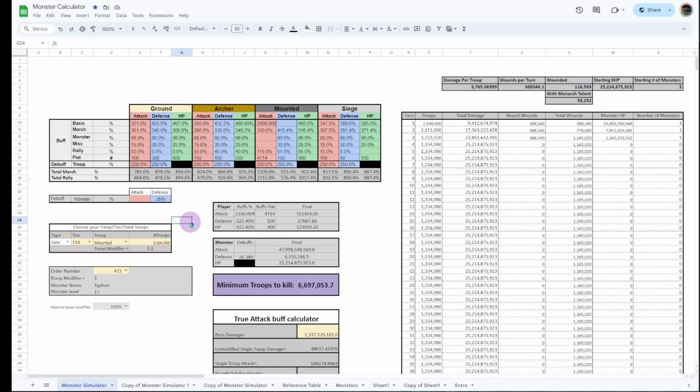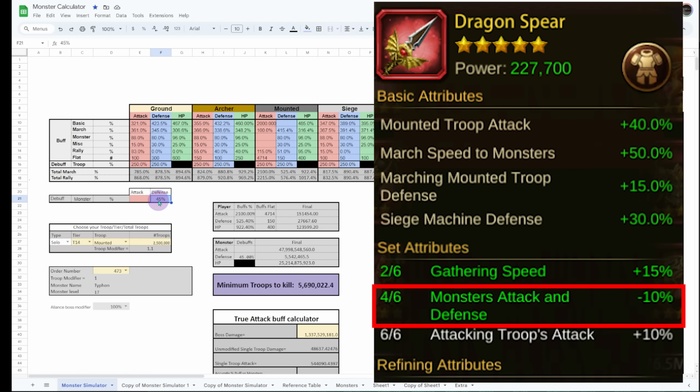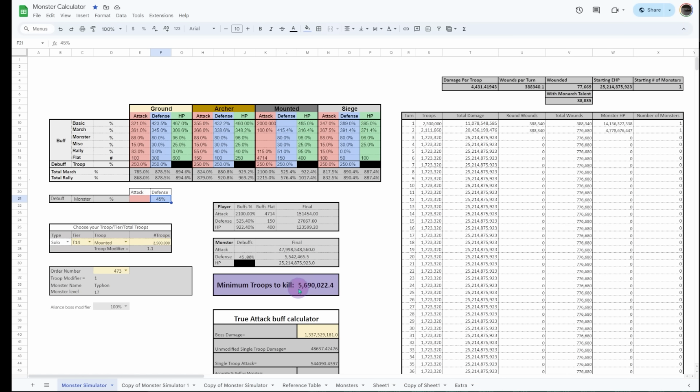And if you were to remove 4 pieces of your gear and change it out for dragon gear, this is now going to be 45% debuff, which, as you can tell, is half of what we started out with. So this is very important. And this maxes out at 50%. The attack, this maxes out at 50%, I believe, but I wasn't able to test that fully.